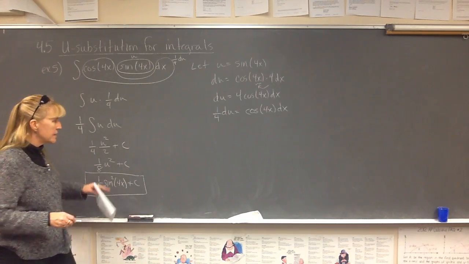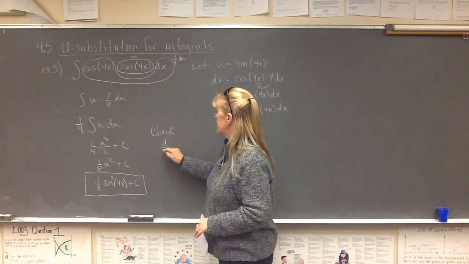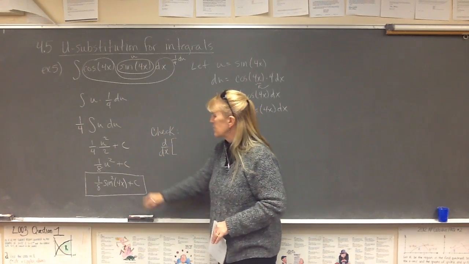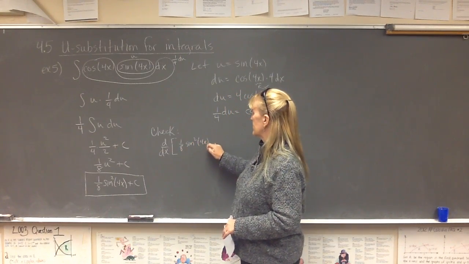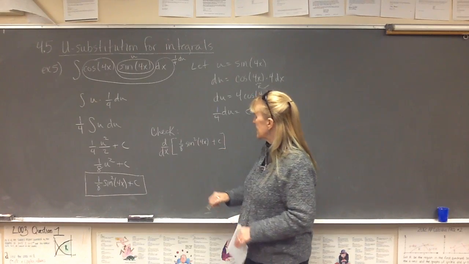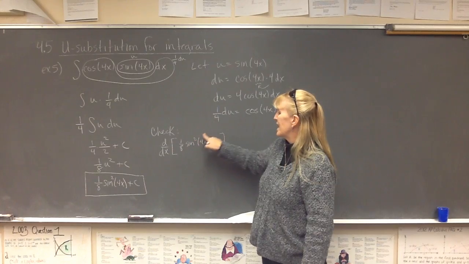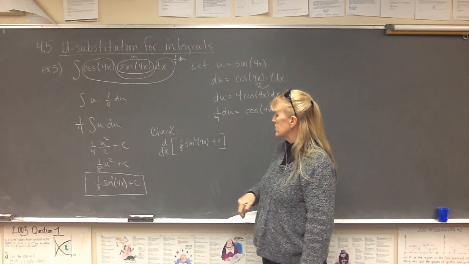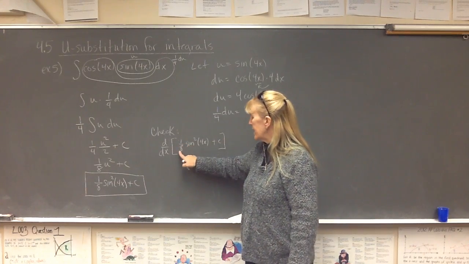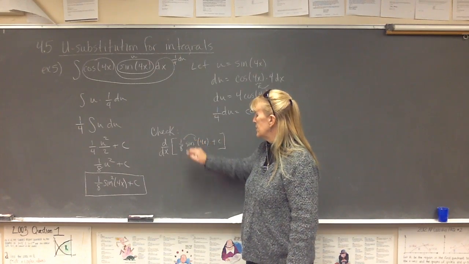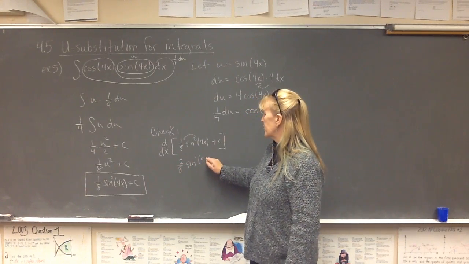Okay? Let's check this. I'm going to go ahead and write check. And we simply take the derivative with respect to x of the answer that we had, 1/8 sine squared of 4x plus c. Now, if you'd like to rewrite this in exponent form in order to see your power rule happen, you can, although I don't think it's necessary. I'm going to take the 1/8, multiply it by this 2, and get 2/8 sine to the first of 4x.